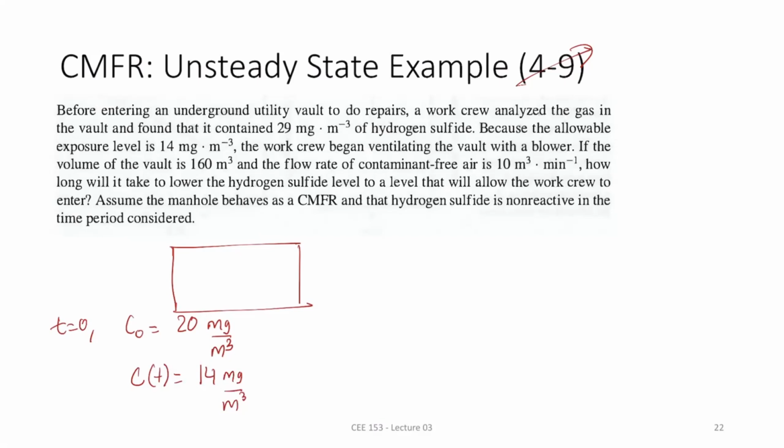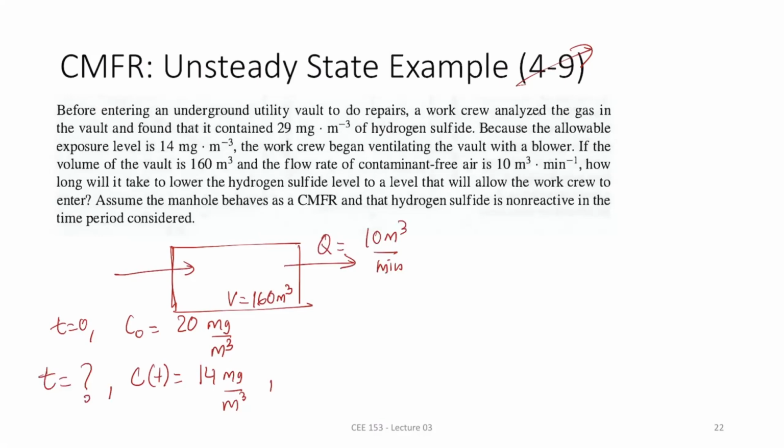The volume of the vault, or this room, is 160 meter cube, and the flow rate of the air that they are blowing, leaving the system, is 10 meter cube per minute. How long will it take to lower the hydrogen sulfide level to a level that will allow the work crew to enter? So I'm asking what the time would be when the concentration of contaminants will become 14 milligram per meter cube.